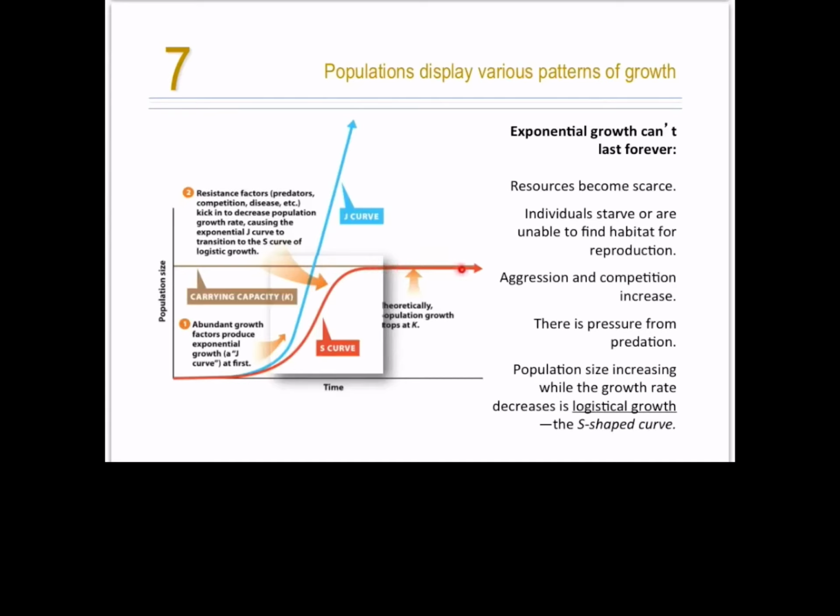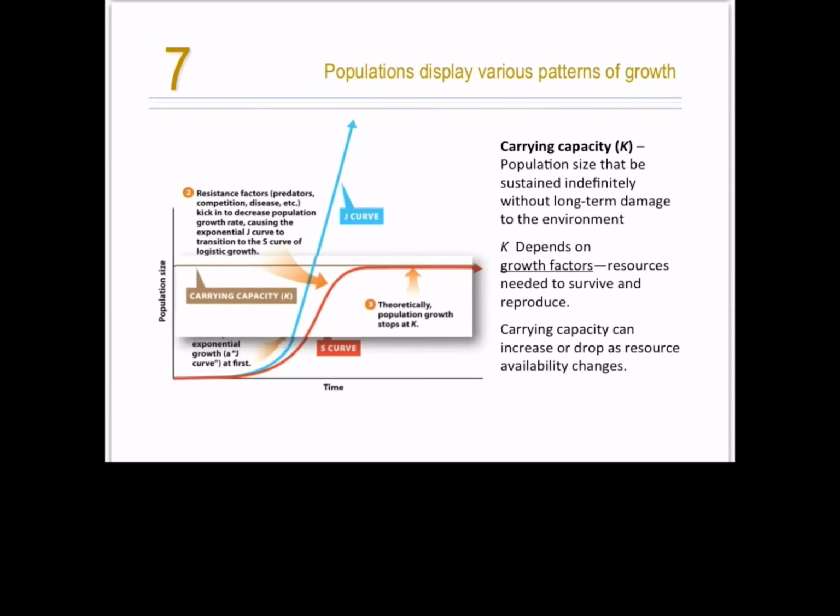As that population reaches the carrying capacity of that ecosystem, that population size is going to level out and be constant over a long period of time. A number of growth factors are going to control the carrying capacity of a particular organism. These are the resources that it needs to survive and reproduce, and this is really going to limit the size of that population in the ecosystem.